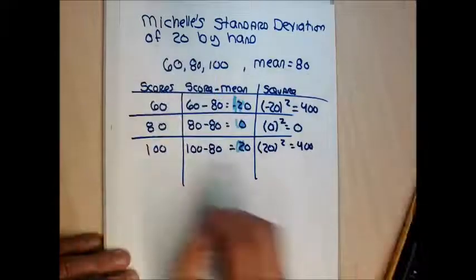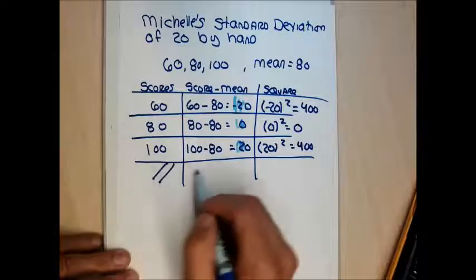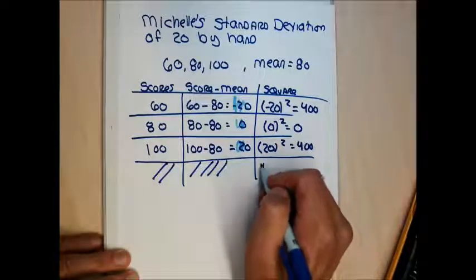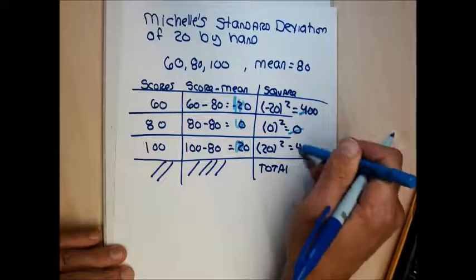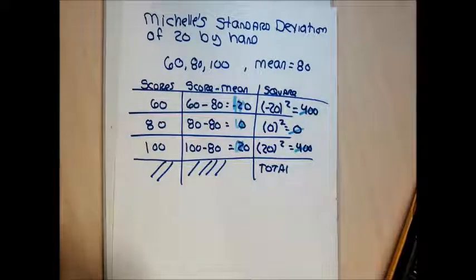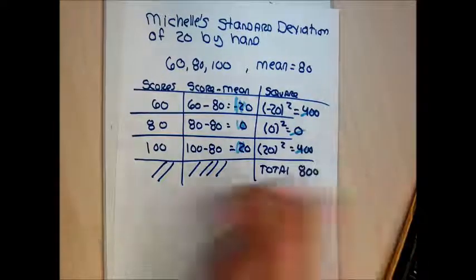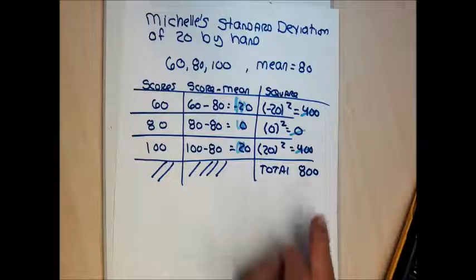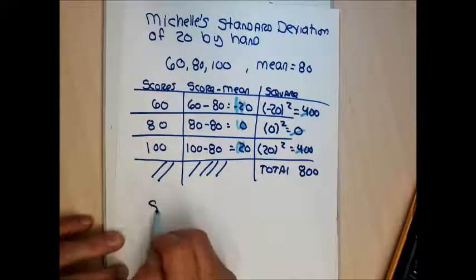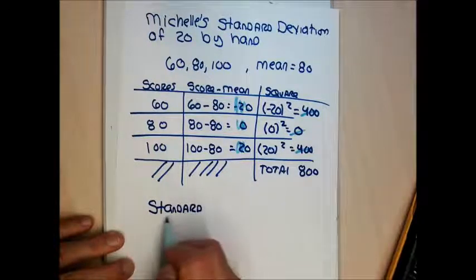So I have these 3 columns, and I now want to total these numbers. So I'm going to add up those numbers. 400 plus 0 plus 400 is 800. What I'm going to do now to find the standard deviation is take the square root of this number divided by the number of test scores minus 1.